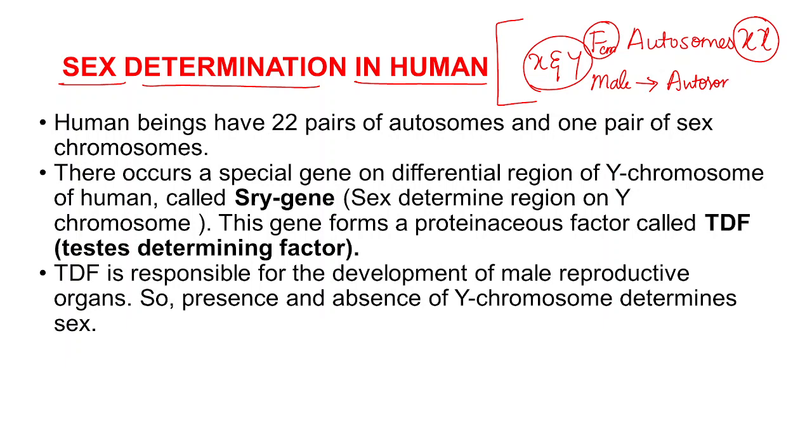Autosomes with X and Y chromosome. Okay. Along with the autosomes, if X and Y chromosome is there, it will lead to male, and along with the autosomes, if X and X chromosomes are there, it will lead to female. So, the same thing is explained here very importantly.